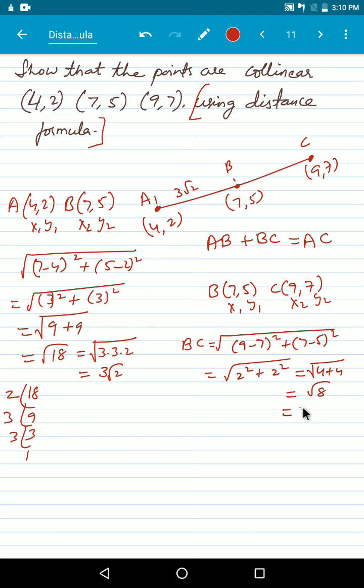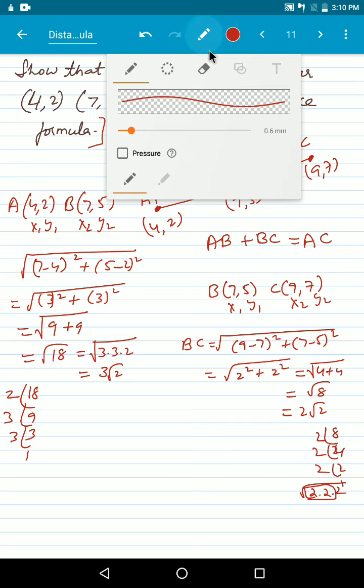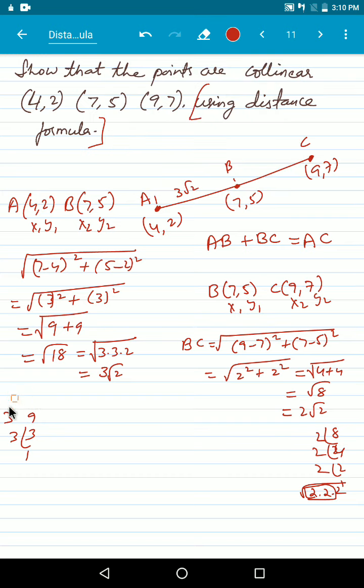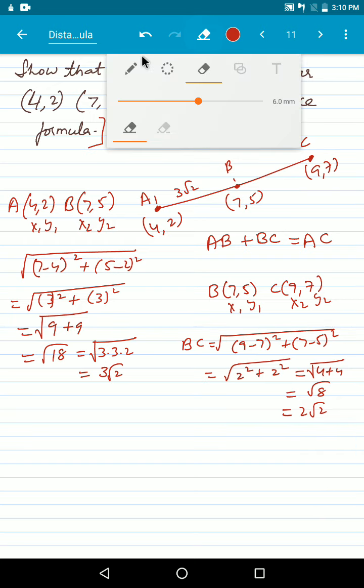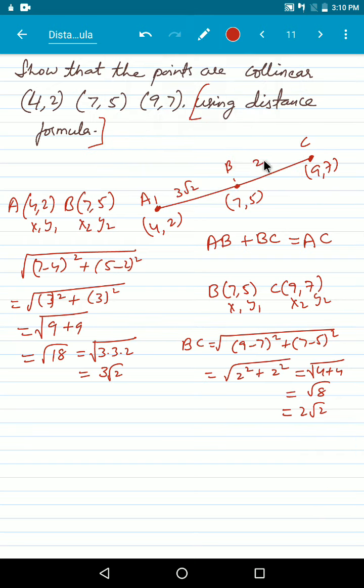Root 8 is 2 root 2. 8 is 2, 2 and 2, so 2 root 2 will come. Okay, let me just rub this. How much is this? This is 2 root 2.